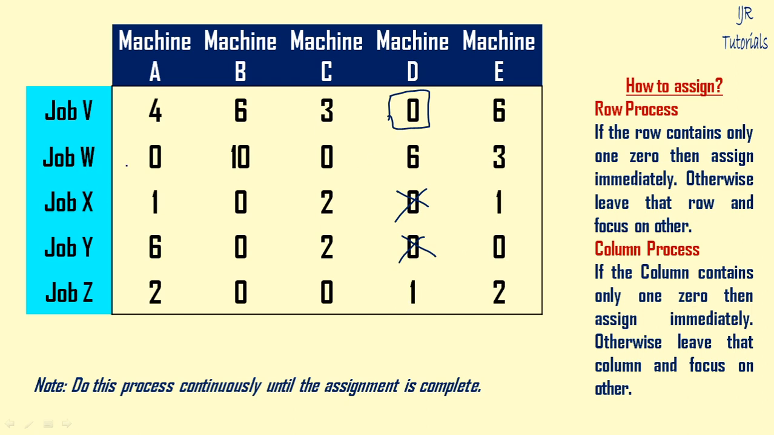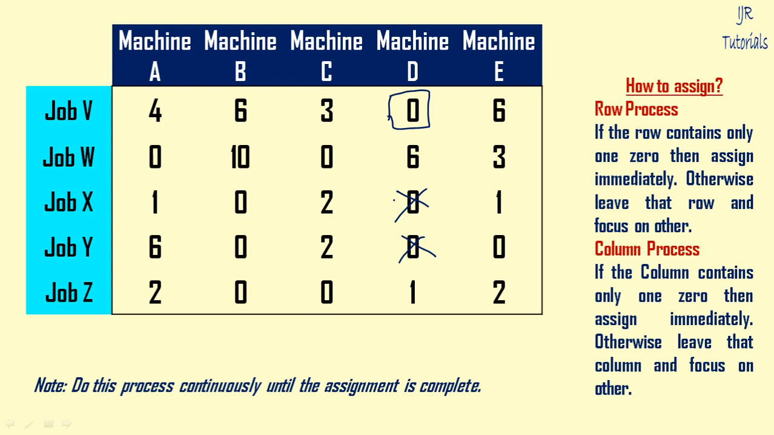And see the second one, job W. There are two zeros, but here in the row process, what is the rule? If the row contains only one zero, then assign immediately. Otherwise, leave the row and focus on others. Based on this rule, for job W there are two zeros, so there is not a single zero. So leave that row for the time being and concentrate on the other one.